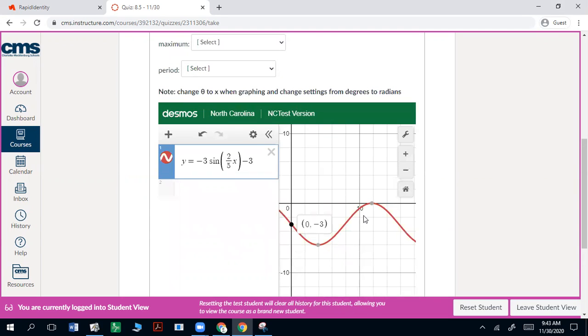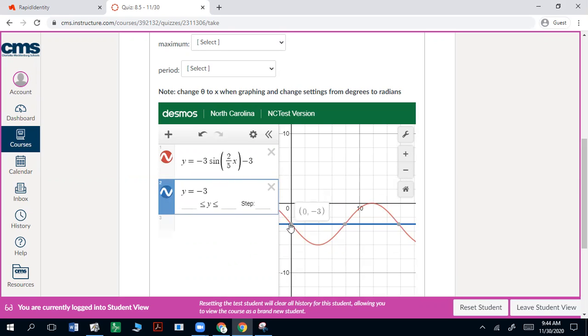And then your period you get from one full cycle. So notice here at 5 pi over 4, that's a quarter of it. A full period is going to be right around here. Now you can get that actually by doing y equals -3. There's your midline. You can see it crosses 0, goes down and up and down.